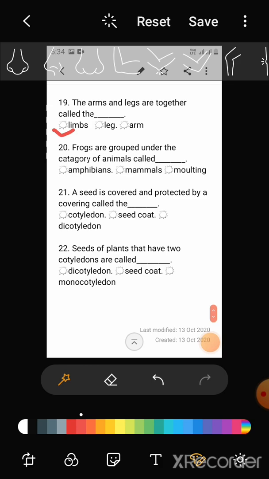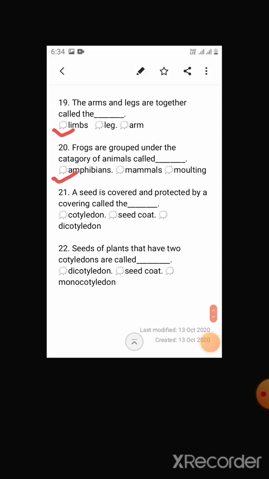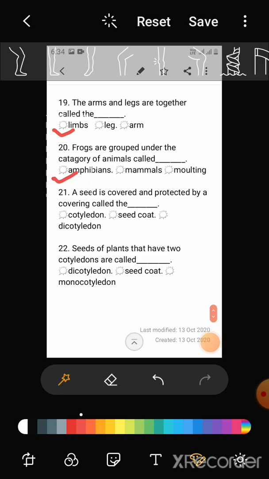Next, frogs are grouped under the category of animals called dash. Given options are amphibians, mammals, and molting. And the correct answer is amphibians. Frogs are grouped under the category of animals called amphibians.